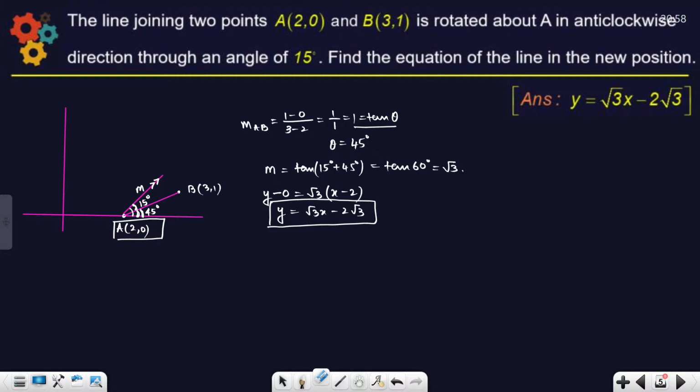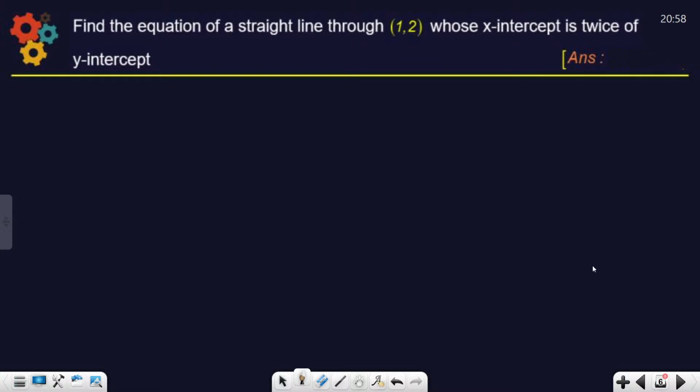Okay? Chalo, let us move on to the next problem. What is the question? Find the equation of a straight line through the point (1, 2) whose x-intercept is twice that of the y-intercept. It means what? Its x-intercept is twice that of the y-intercept. Let us say like this.